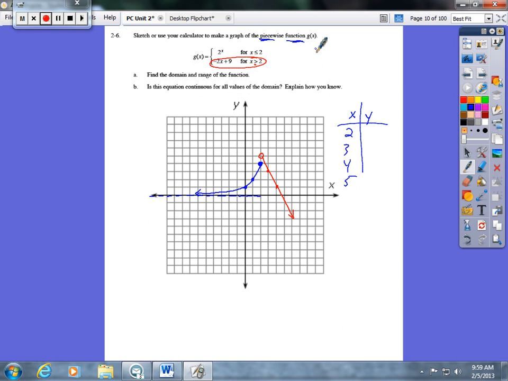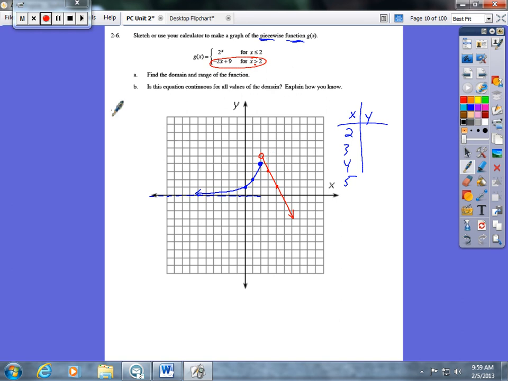Is it continuous for all values of the domain? We don't really know what continuous means yet, but you can see right here it breaks. So I could not draw this graph without lifting my pencil. I would have to lift my pencil to get to here. So that would mean it's not continuous on the whole domain.